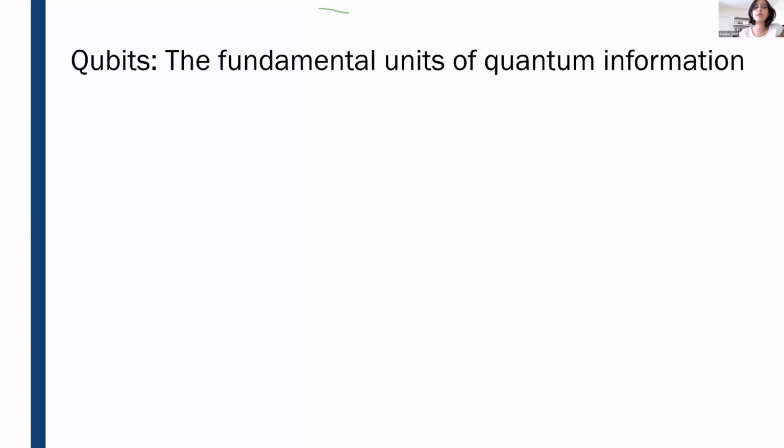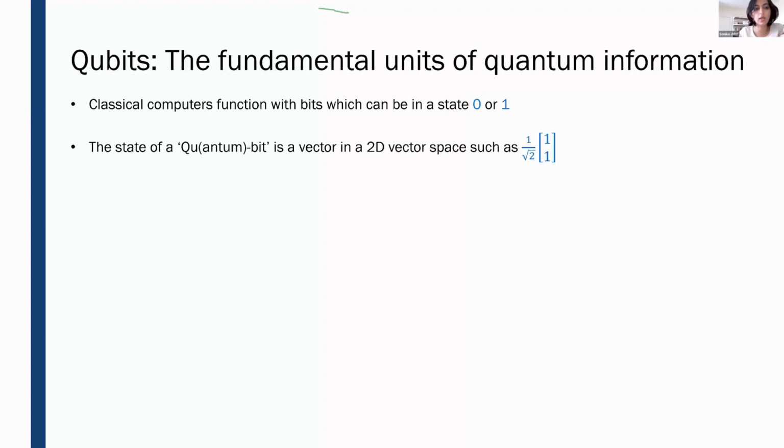So qubits are the fundamental unit of quantum information. Generally any talk on quantum computing will start with qubits. So what are they? Just like classical computers run on bits, which can be in a state of 0 or 1, quantum bits or qubits, you can represent them by vectors in a 2D vector space.